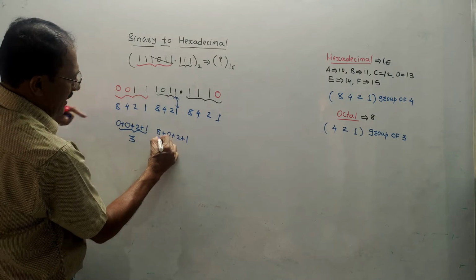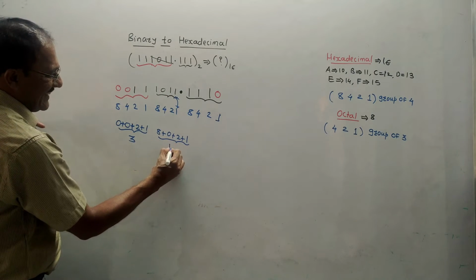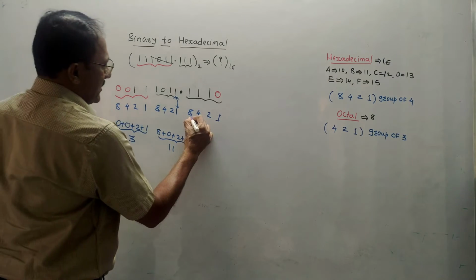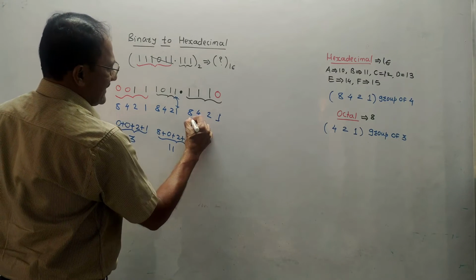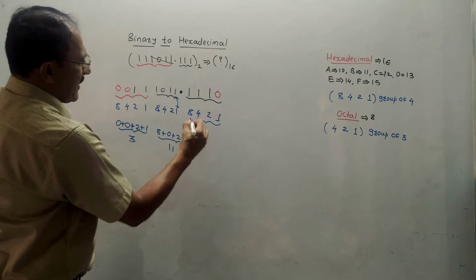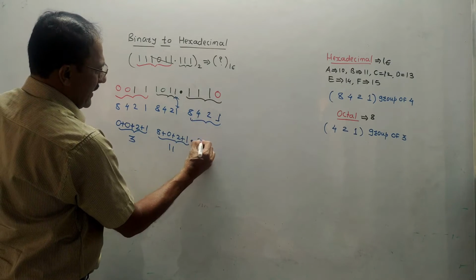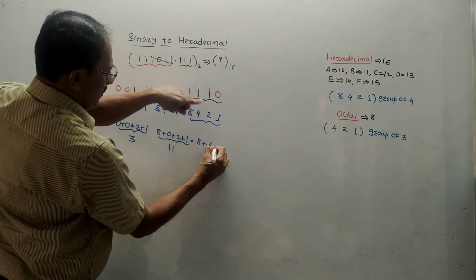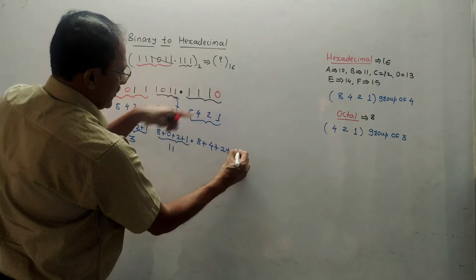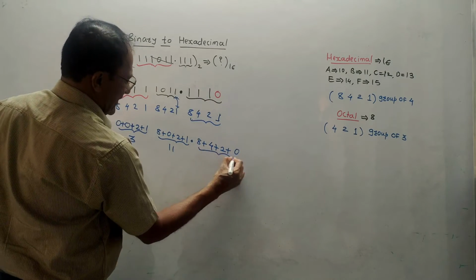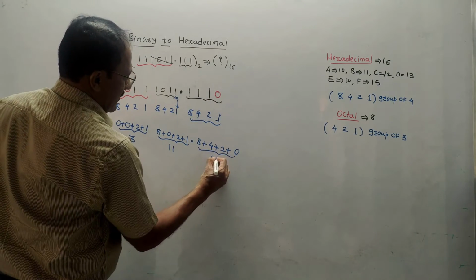Plus 1 into 1, 1. So this answer is 11. Next, mark the decimal point as it is. For this part, again 8 into 1, 8, plus 4 into 1, 4, plus 2 into 1, 2, plus 1 into 0, 0. So this answer is 14.